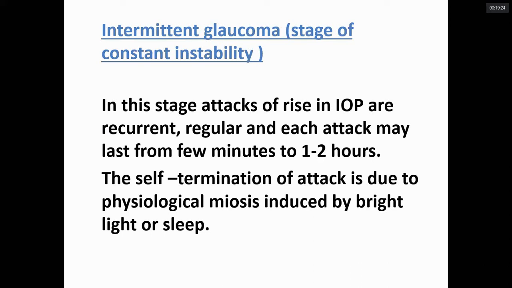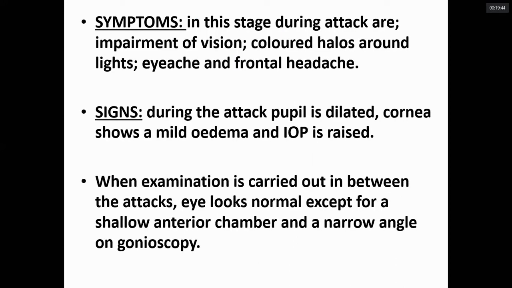Then the second stage is the intermittent stage. This stage also lasts for a few minutes to hours in patients who have predisposing or risk factors. The self-termination of the attack is due to physiological miosis induced by bright light or by sleep. So again, this stage will subside. In this stage we have impairment of vision, color halos around the light, eye ache, and frontal headache. As a sign during the attack, the pupil is dilated, the cornea shows mild edema and IOP is raised. So during this stage, if the patient comes to us, then we can see this sign.